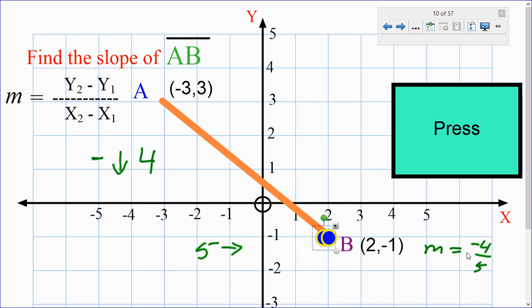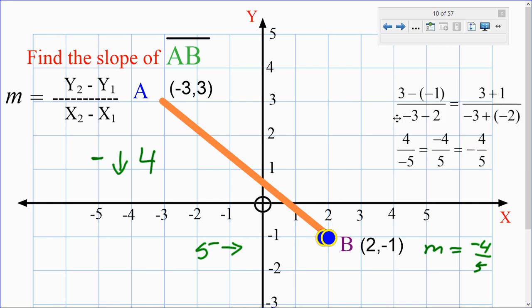Now you could use the formula to get your answer as well. So let's see. I picked this one to be point 2. So 3 minus -1, so I subtract my y coordinates. 3 minus -1. Remember, keep, change, change. 3 plus 1. And then I had to subtract my x coordinates. -3 minus 2. Remember, keep, change, change. So it'll be -3 plus -2. Gives me -4/5. And again, I can put the negative at the bottom, at the top, or in the middle of my fraction. So I still get the same slope.